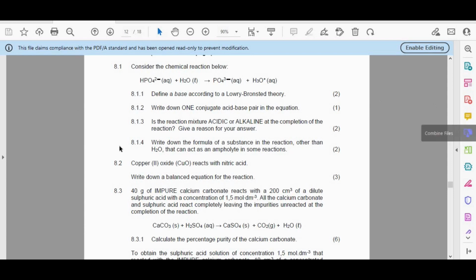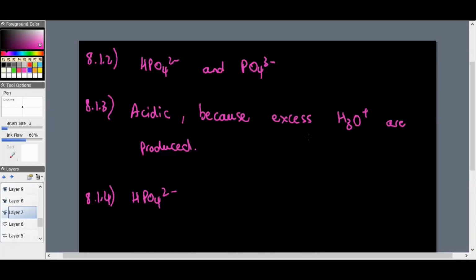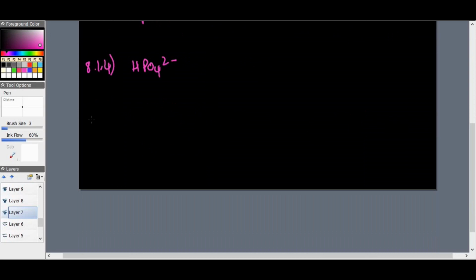Okay, now 8.2 says copper oxide reacts with nitric acid. Write down a balanced chemical equation for this reaction. This is grade 10 work, basically. We learned how to balance equations.